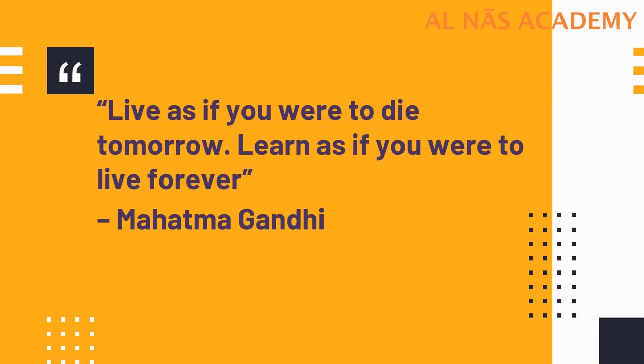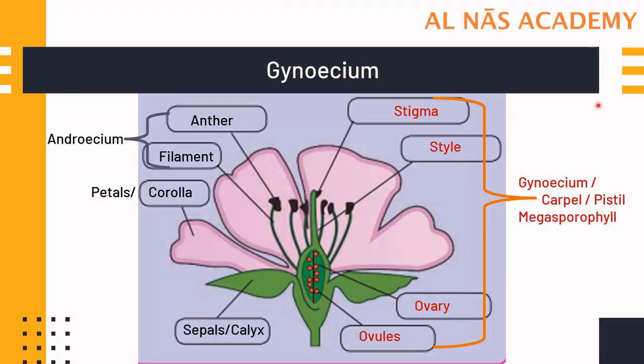So let's start learning. We have already studied the structure of flower in part 2 of this series, where we have discussed different parts of the flower. In that, we have discussed gynoecium. You call it gynoecium, carpel, pistil or megasporophyll. It's one and the same. And an individual member of gynoecium is called carpel or megasporophyll. A typical carpel comprises three parts, that is ovary, which consists of ovule, stigma and style. And now we are going to study each part in detail with their function.